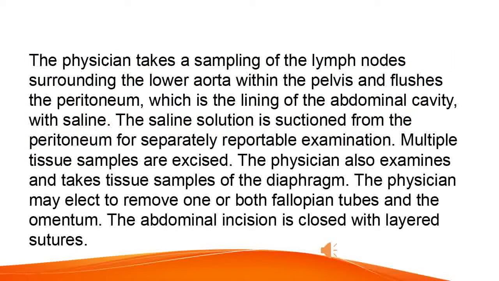The physician takes a sampling of the lymph nodes surrounding the lower aorta within the pelvis and flushes the peritoneum, which is the lining of the abdominal cavity, with saline. The saline solution is suctioned from the peritoneum for separately reportable examination. Multiple tissue samples are excised. The physician also examines and takes tissue samples of the diaphragm. The physician may elect to remove one or both fallopian tubes and the omentum. The abdominal incision is closed with layered sutures.